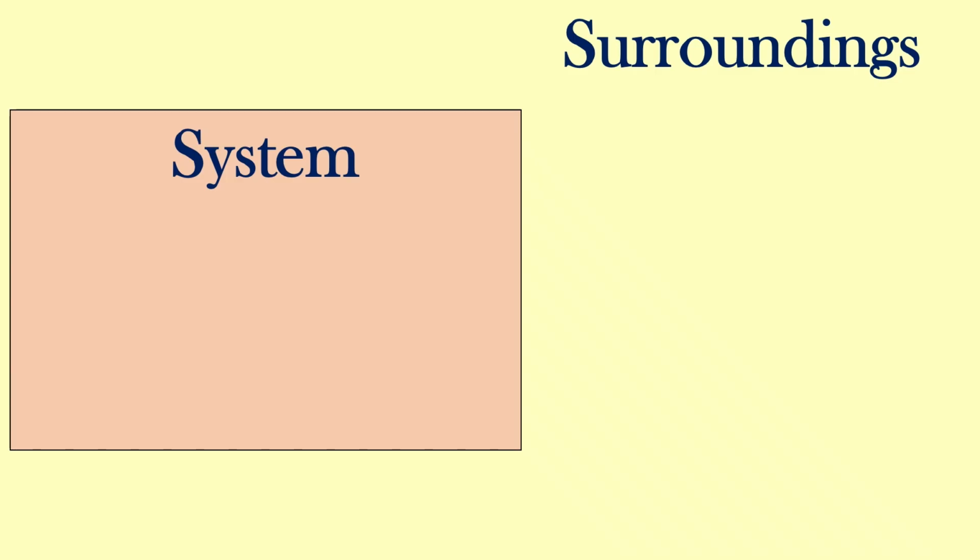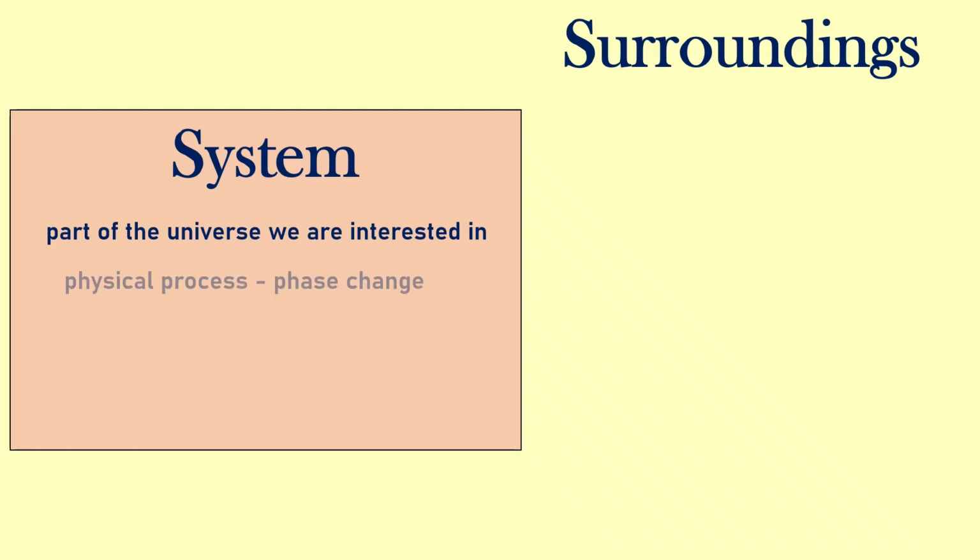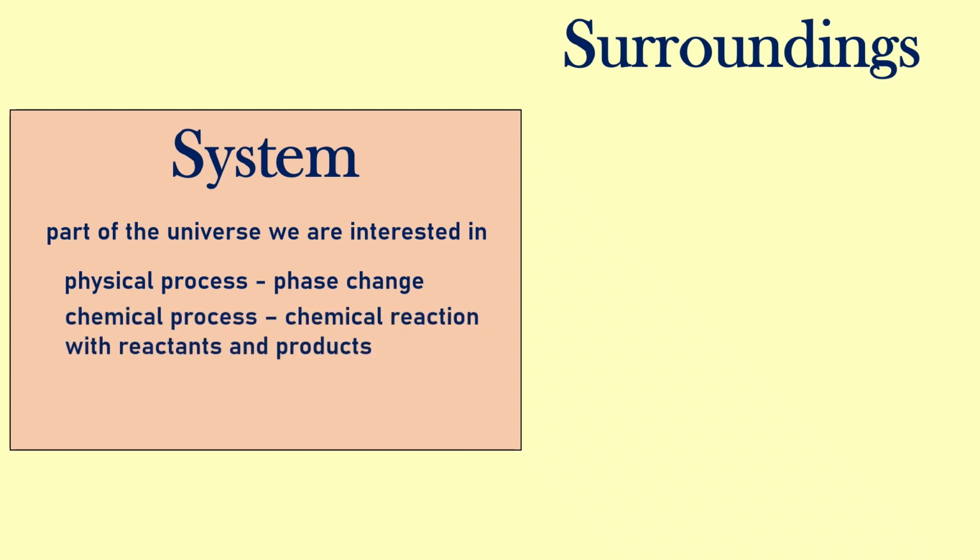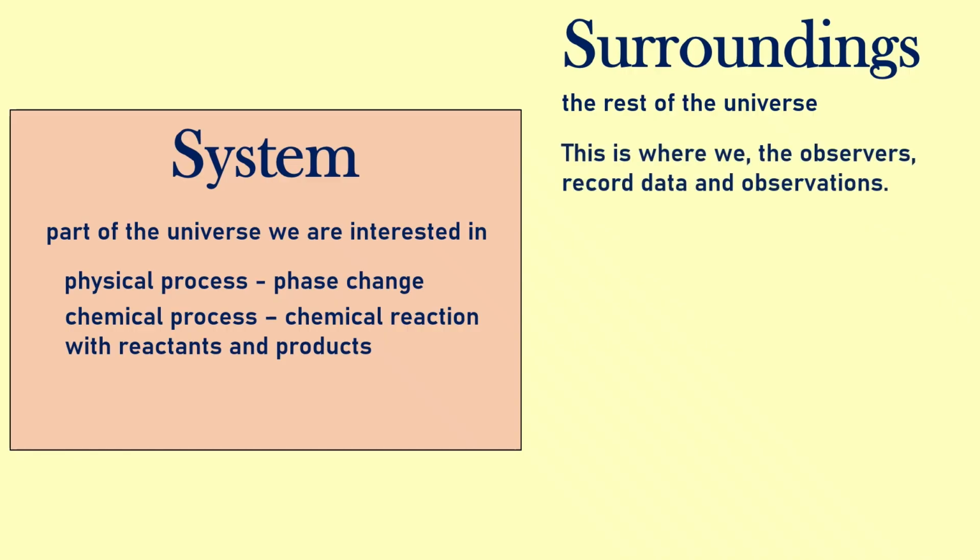Let's review briefly. First, in chemistry, we view the universe as two simple parts, the system and the surroundings. The system is the part of the universe that we're interested in, or that we study. This could be a physical process, like a phase change, or a chemical process like a chemical reaction with reactants and products. The surroundings is simply the rest of the universe. This is where we, the observers, record data and observations.